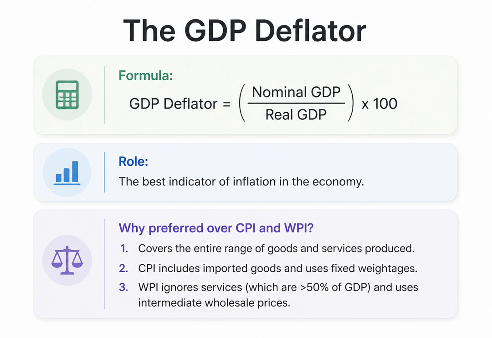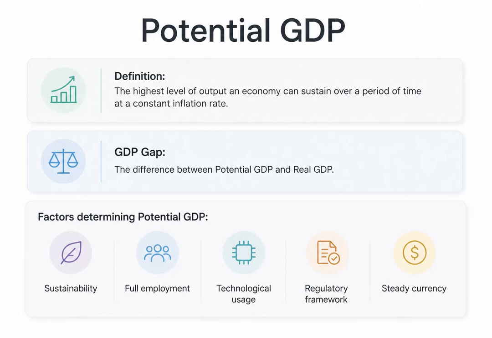It is preferred over the Consumer Price Index and Wholesale Price Index because it covers every single good and service produced domestically. CPI includes imports and uses fixed weights, while WPI completely ignores the service sector, which makes up more than half of India's GDP. Another fascinating concept is potential GDP.